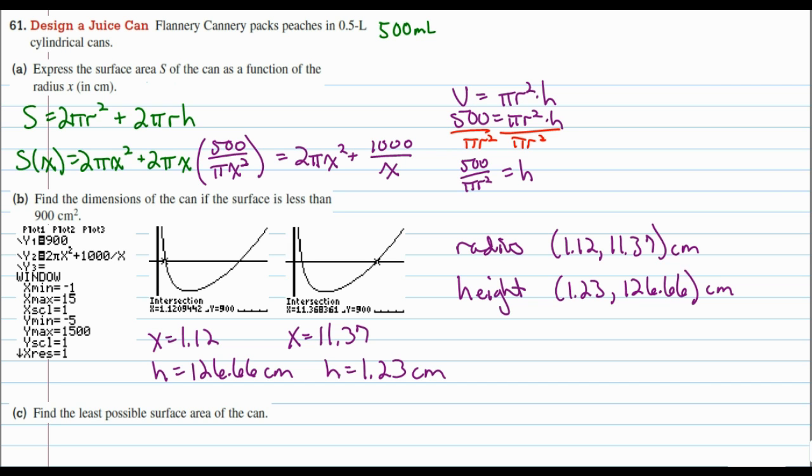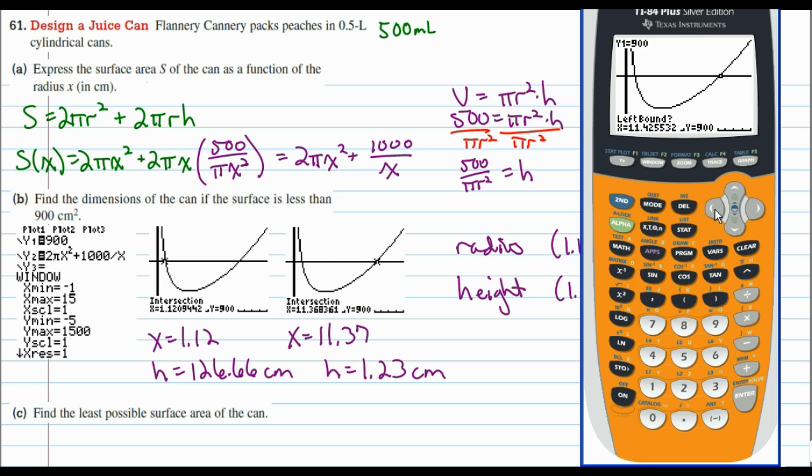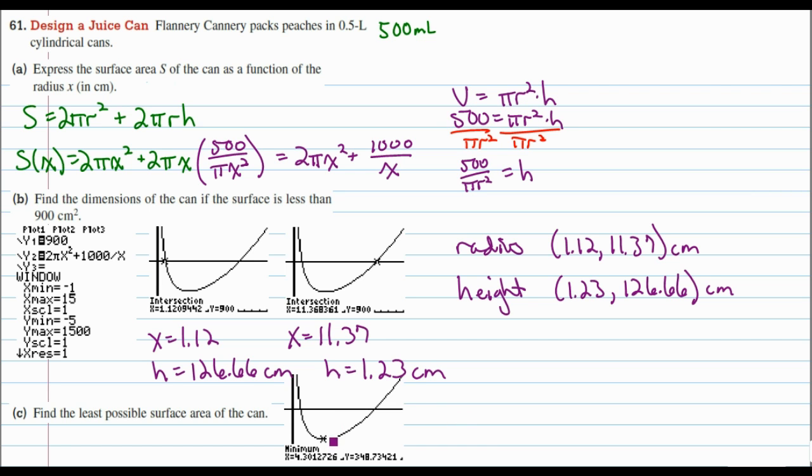Part C, find the least possible surface area of the can. Least sounds like minimum to me. So I'm going to take my calculator, go back to the graph, and second calc min. So I found with my calculator the least possible surface area is not 4.3. Remember, 4.3 represented the radius. The surface area was the y value, the output. So that would be 348.73 centimeters squared.